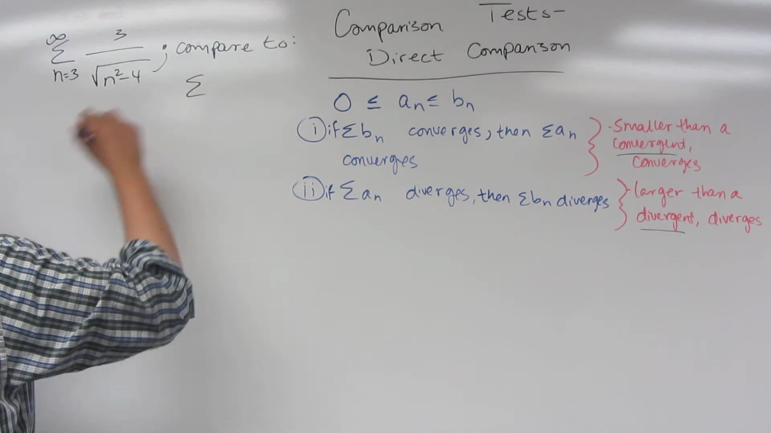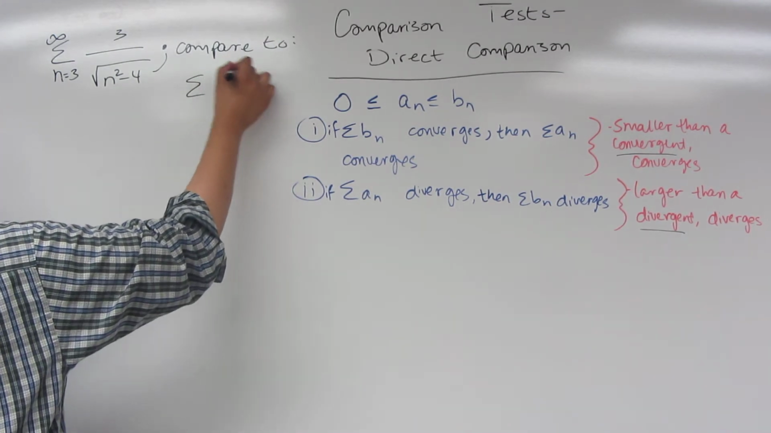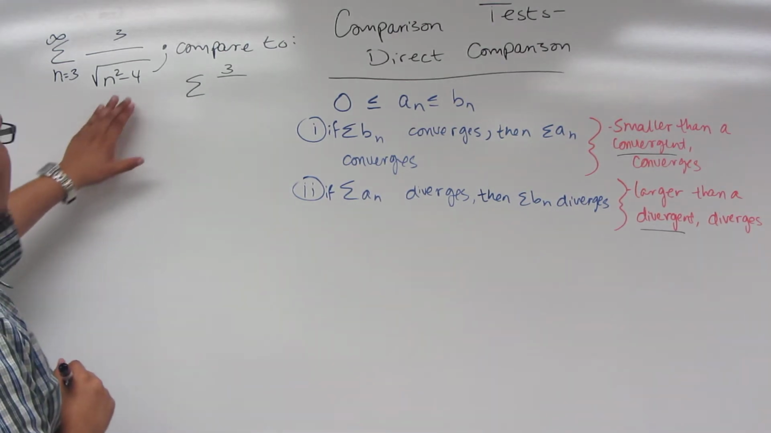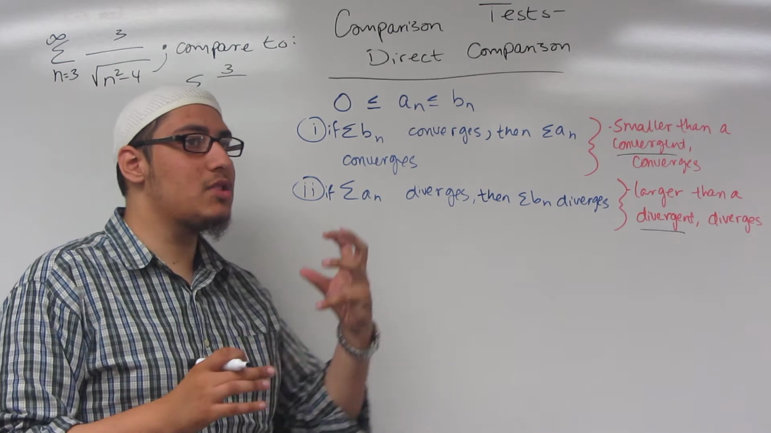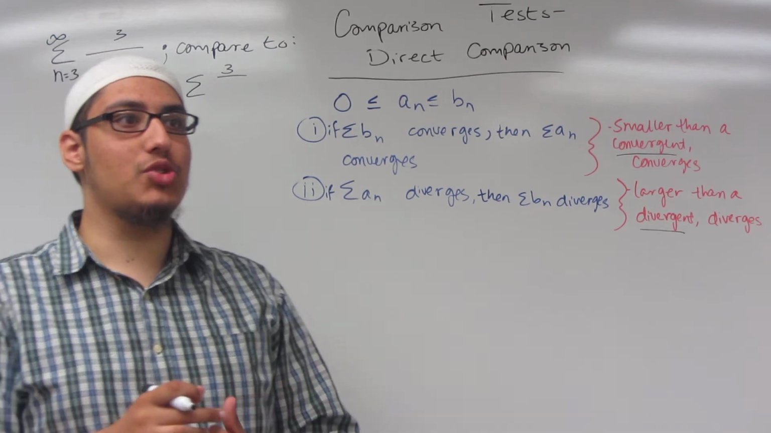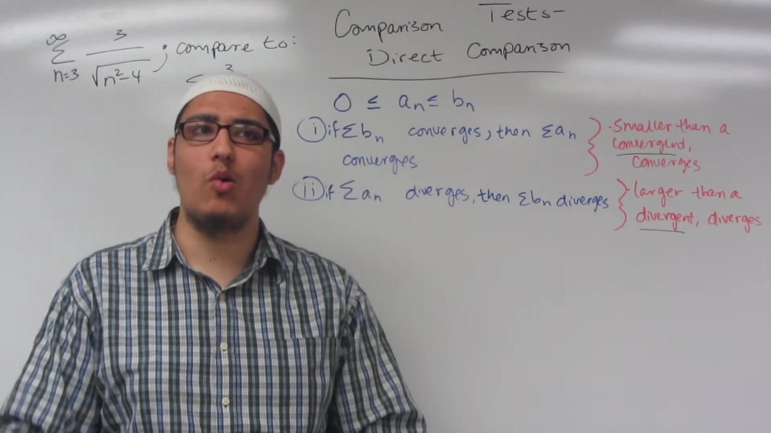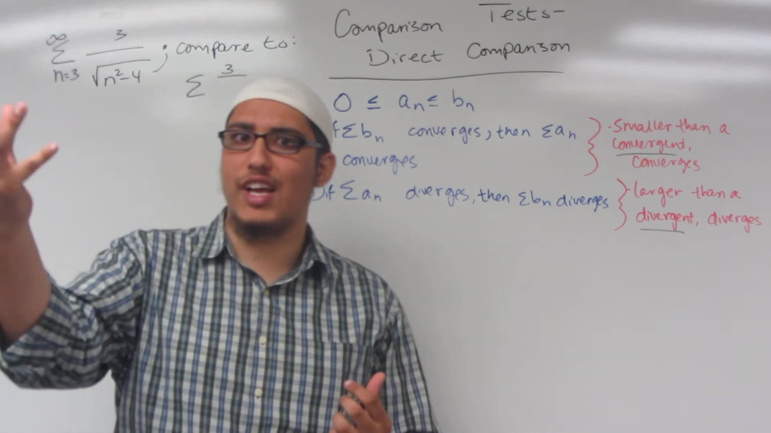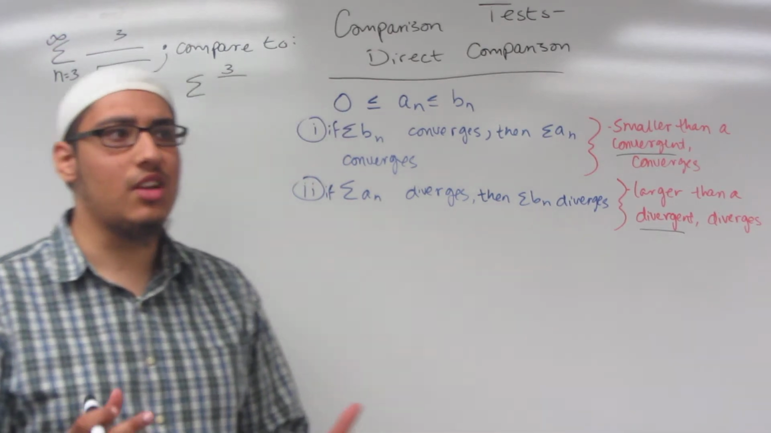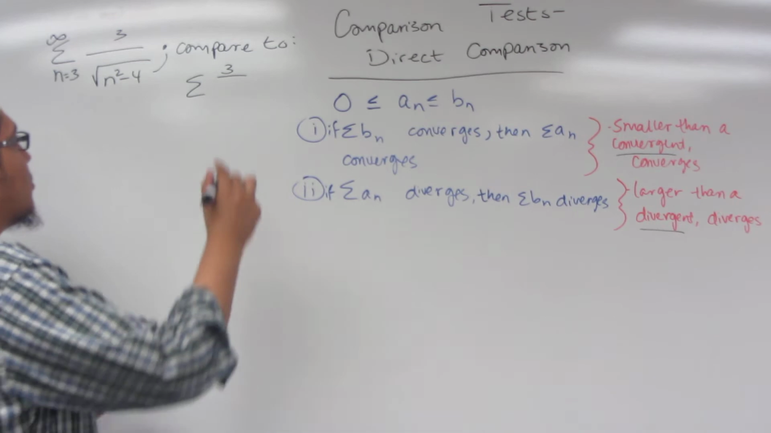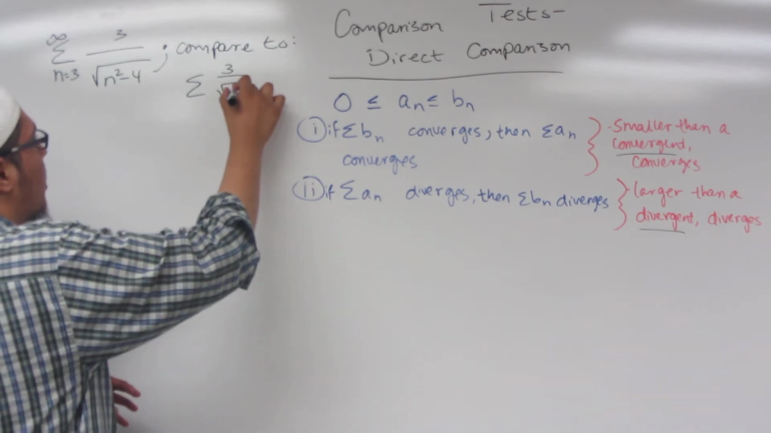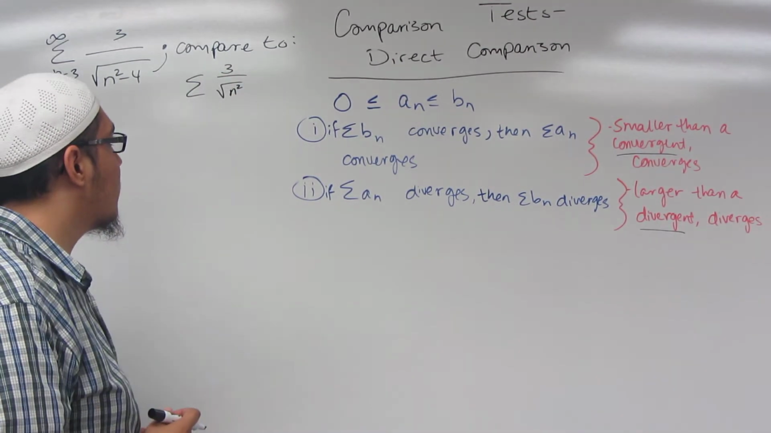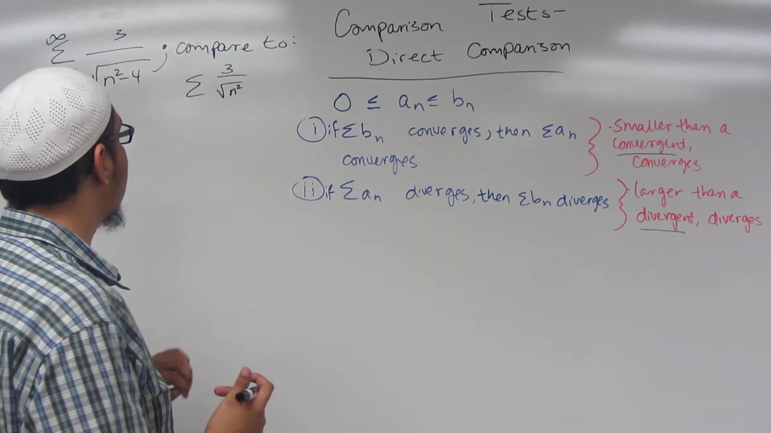I will compare this to, there's nothing that we could do with the top, so let's just keep it the same. 4 is simply a constant. What is more powerful? What is more influential? An n squared or a 4? Well, definitely an n squared because that's a variable term that's raised to the second power. 4 is simply a constant, so we can kick the 4 out. So 3 over the square root of n squared. Maybe we can compare to this.